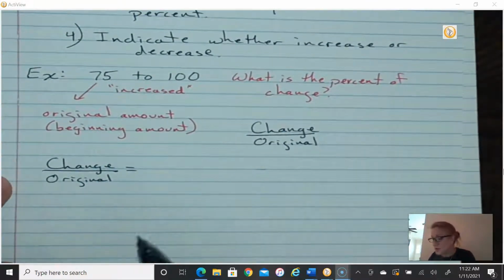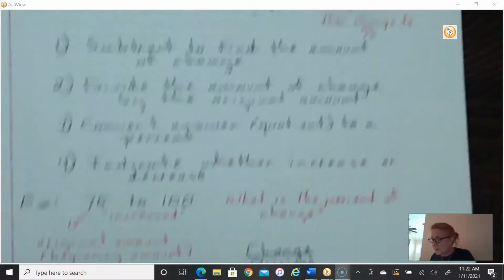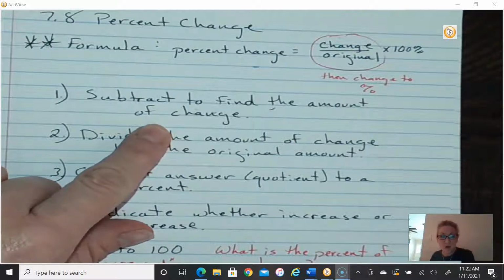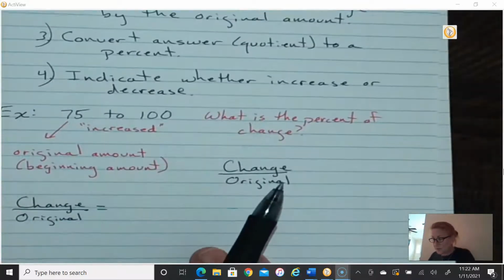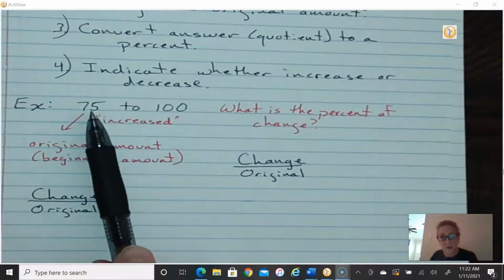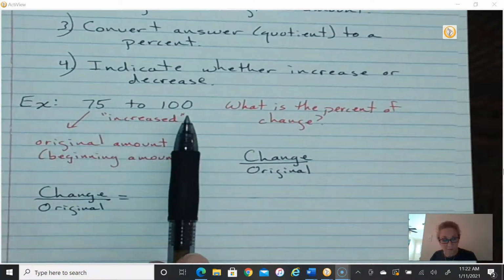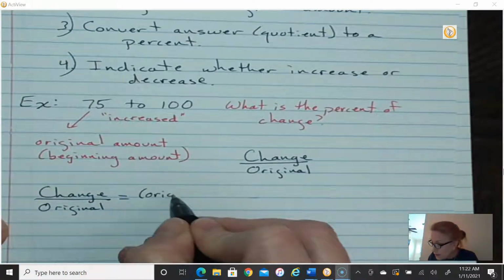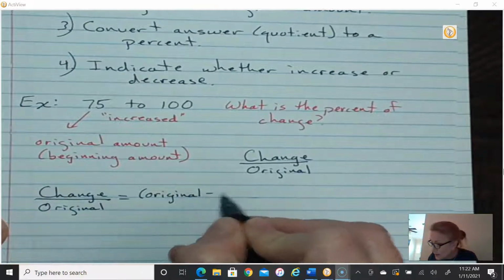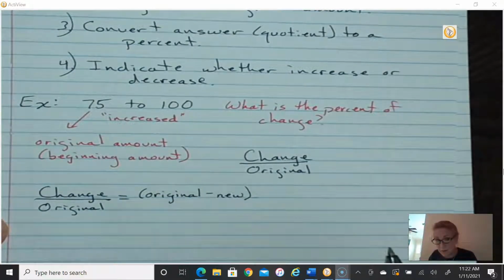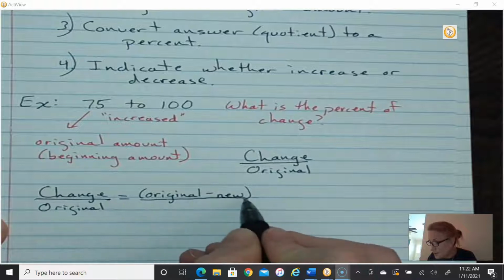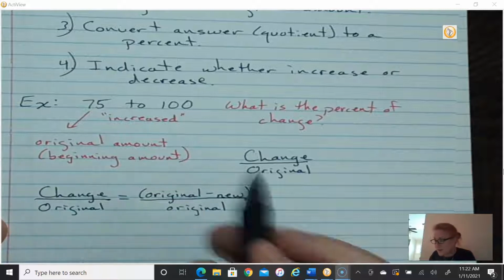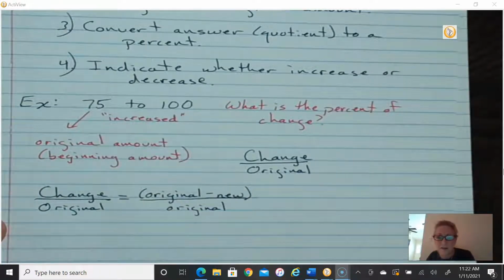Okay, change over original. When they say change, remember step 1 says subtract to find the amount of change. But I didn't say what you're subtracting. What you're subtracting is your original and your new. So you're subtracting your original minus your new amount. And then that's going to all be divided by your original. Okay? So you're just subtracting the two.